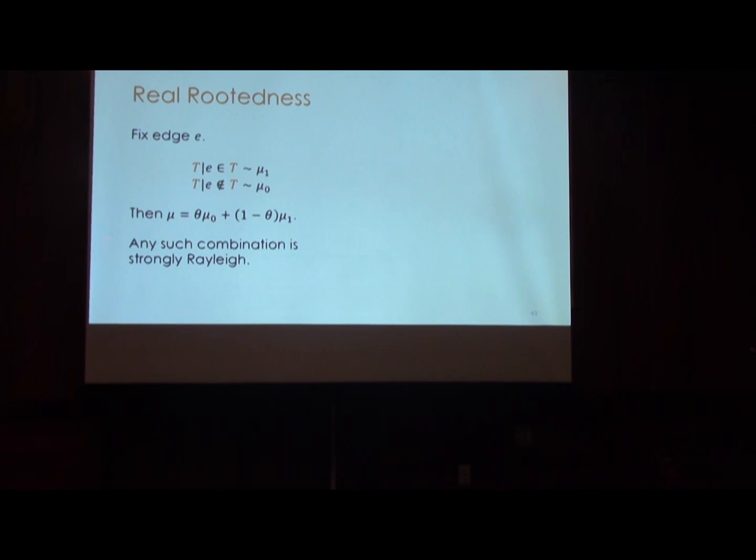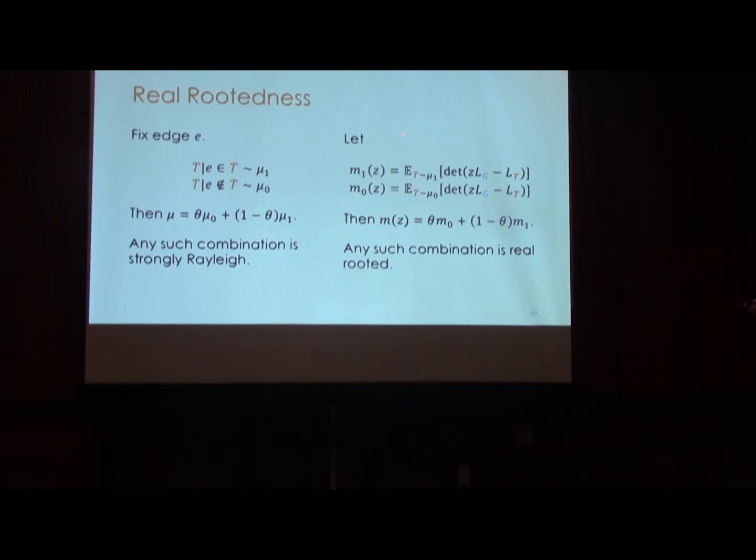And you can actually show that any such combination, not just for the theta which gives you mu but for any other theta between 0 and 1, is going to be strongly Rayleigh. You can basically show that for any other theta, you can get the distribution on the right hand side by applying an external field to mu. But this is a claim it needs.